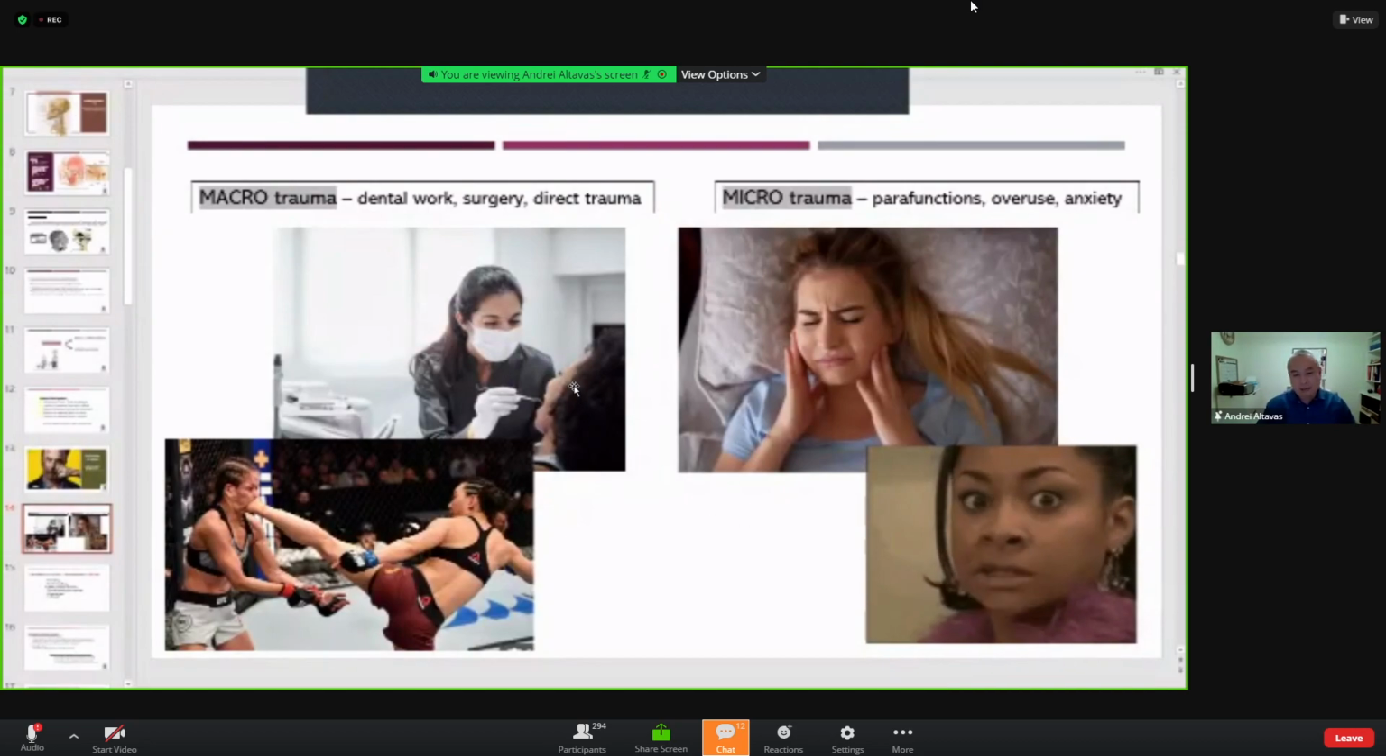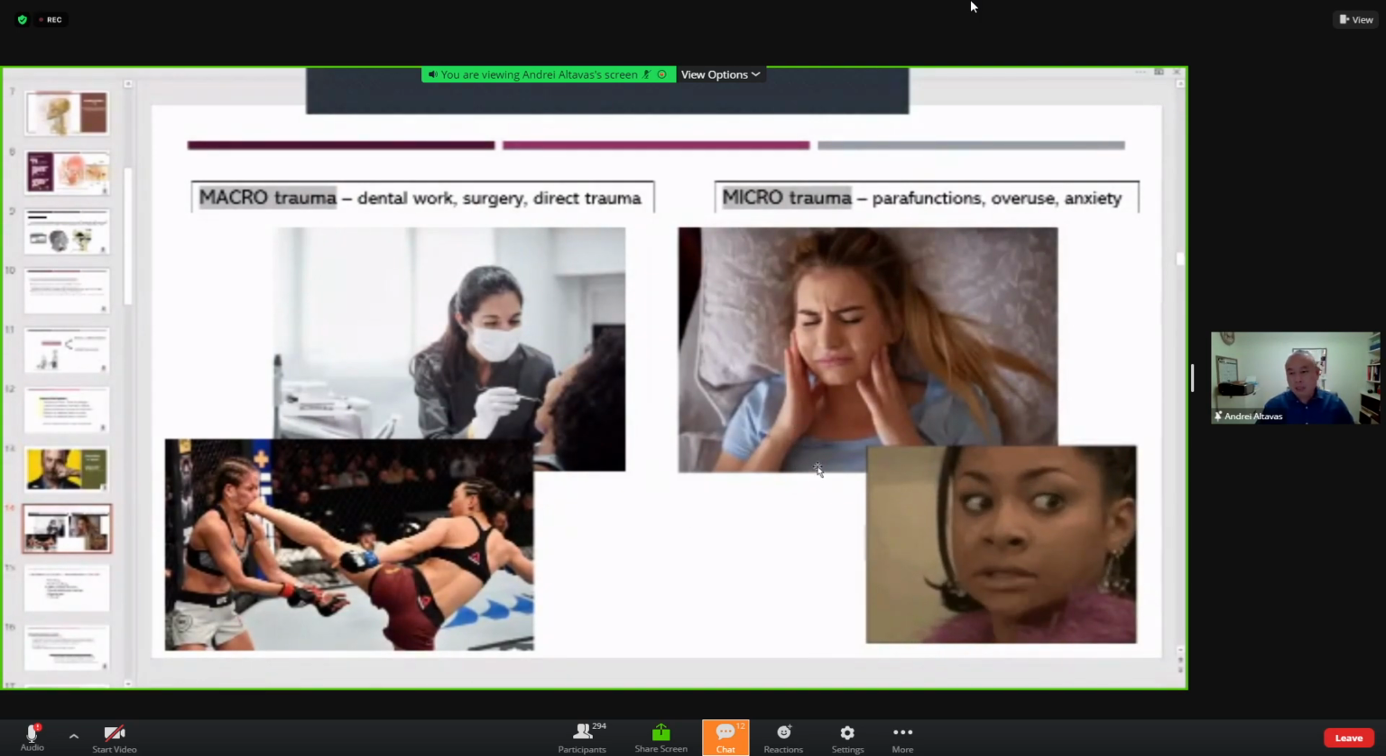One of the cases that I'll present later on is of a patient who started to develop symptoms after seeing a dentist, so having dental work. Surgery could also be part of macro trauma, and direct trauma, obviously, someone gets kicked in the face or hit in the face.